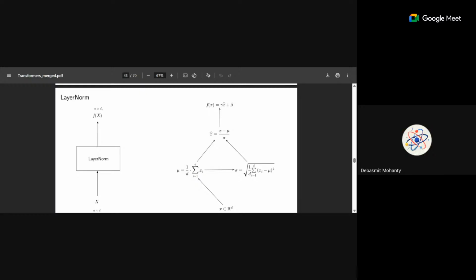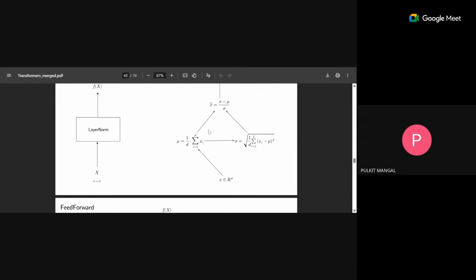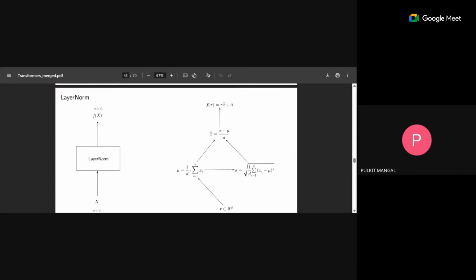So can we say then batch norm is temporal, the other one is spatial? Yeah, kind of, you can say that. Any more doubts?